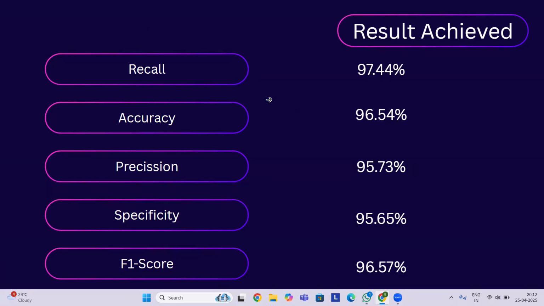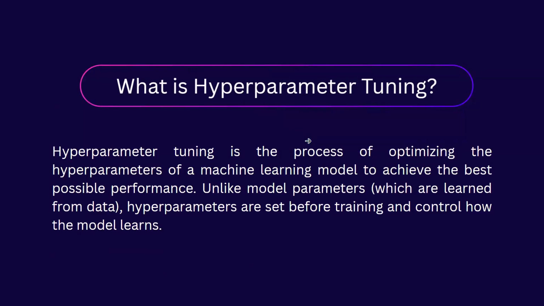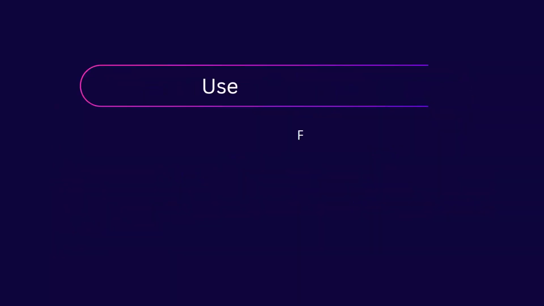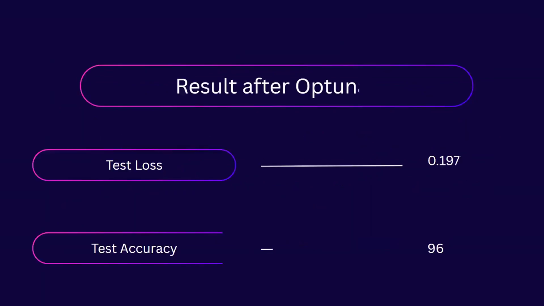Okay, and again, come to the hyperparameter tuning part, sorry. Okay, next slide, please. Next slide. 0.1977 is the test loss and accuracy is 96.49.